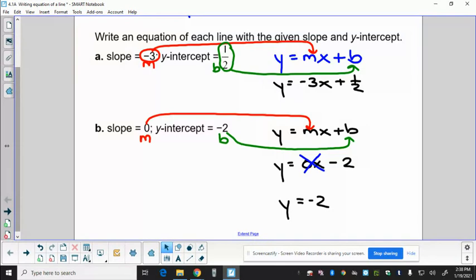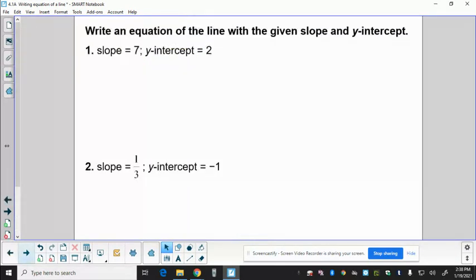All right, I want everybody to try those two. Let's see how you do. Okay, so let's take a look at your answers and see how you did. Once again, this is m, this is b. If you're ready, you can just jump right into it. So this would be y equals m is 7, x, and then b is 2. Okay, there you go. All right, how about number 2? How's that one look?